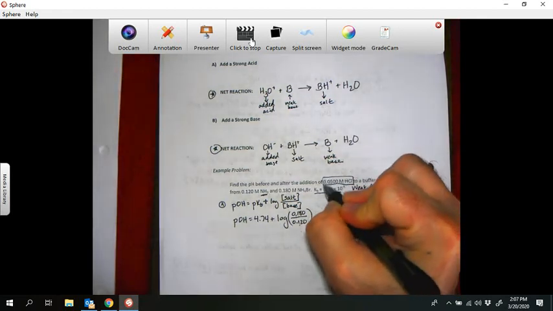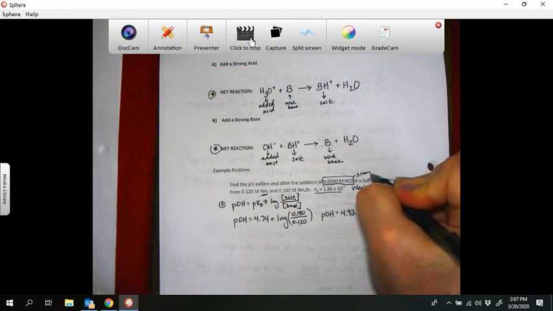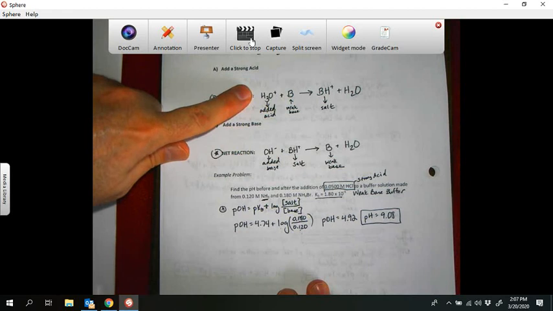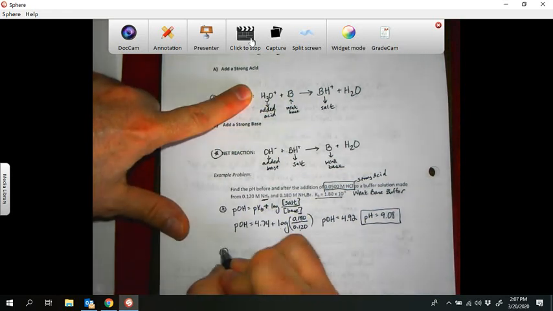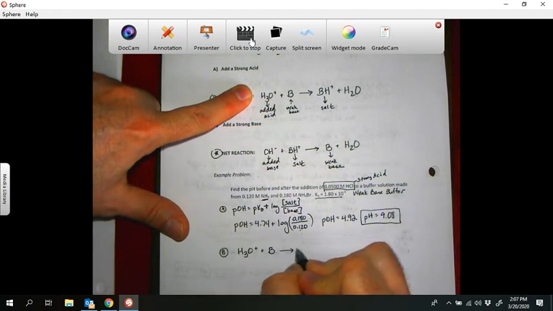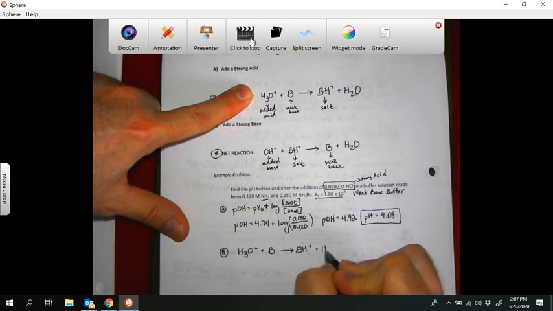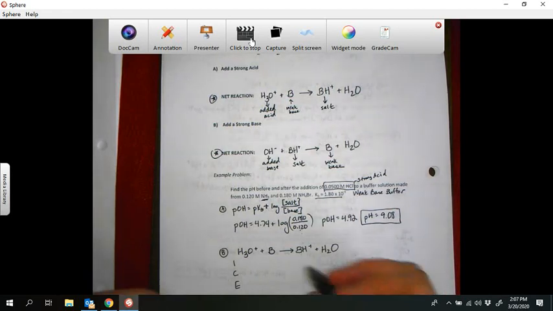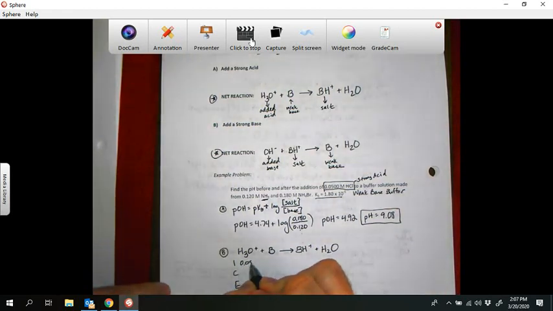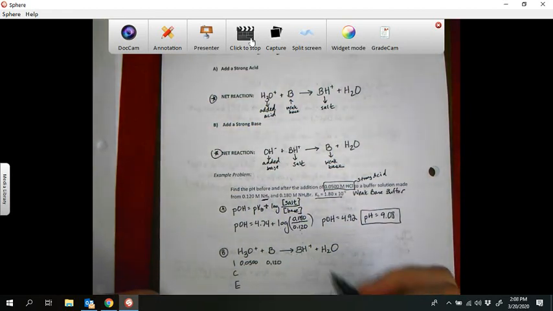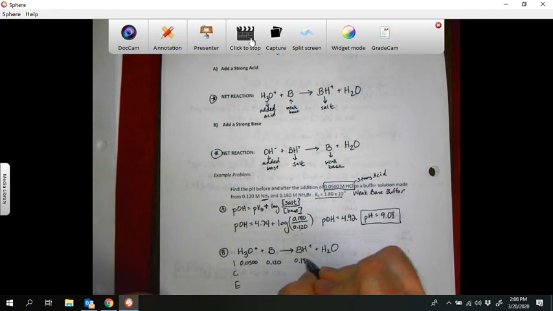HCl is a strong acid. So we have to use the correct net reaction. So HCl is a strong acid, so we're going to use this net reaction up here. So for part B, we have to write our net reaction and our ICE chart. So the H3O initially that we have is 0.0500 molar. Our base was 0.120 and our salt was 0.180.